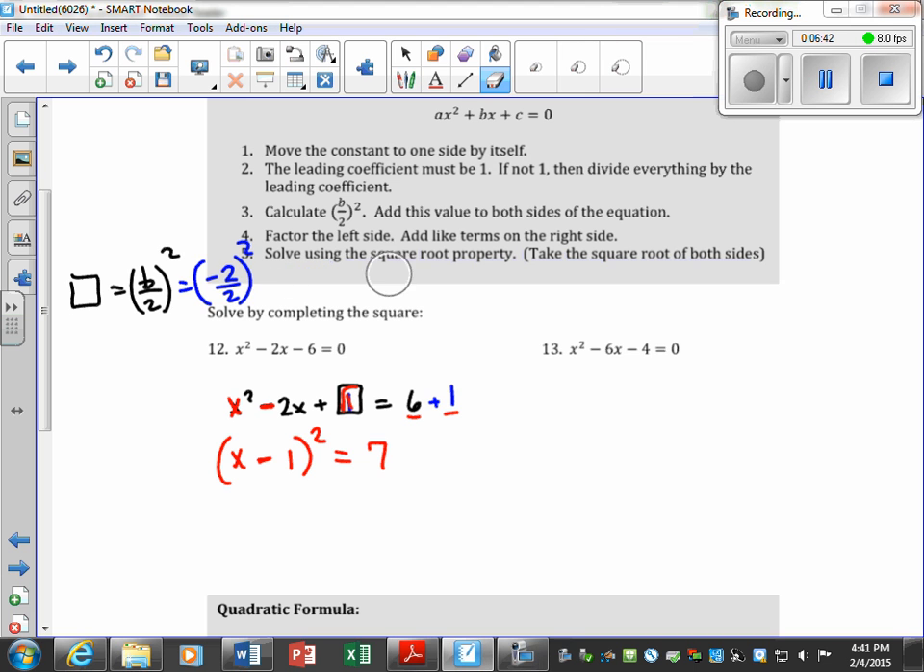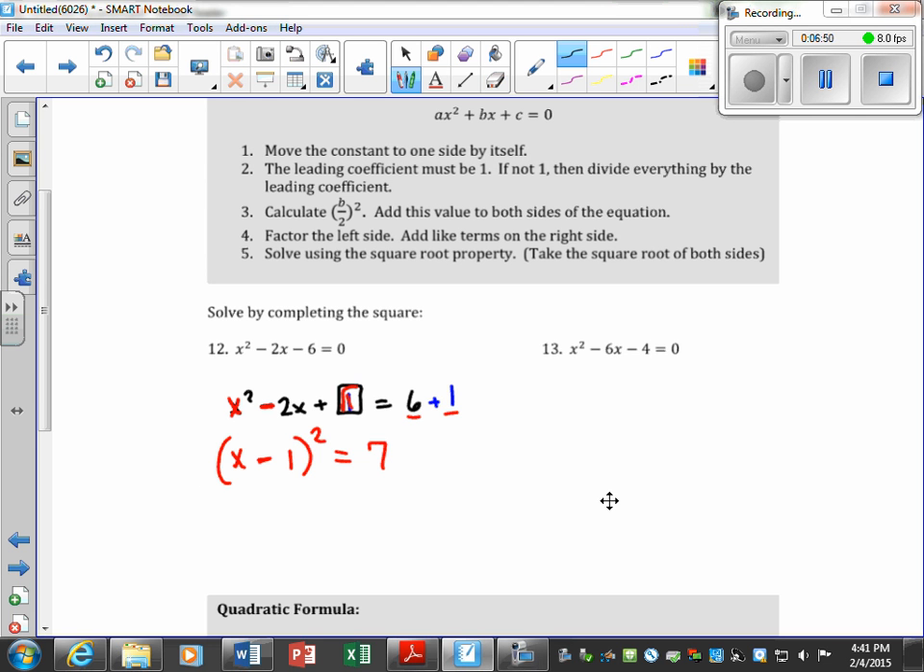Now we're back up here. Let me move this out of the way. On step 5, which says solve using the square root property. Well, that's the property we just learned prior to this one. To undo a square, you take the square root. So a square root undoes a square and vice versa. They're inverses. So you're going to get x minus 1 is equal to plus or minus the square root of 7.